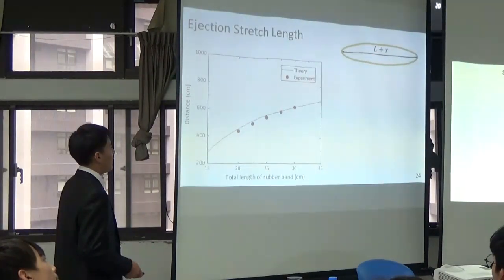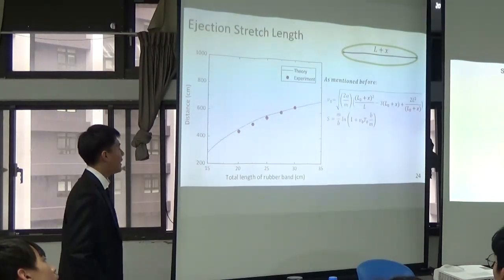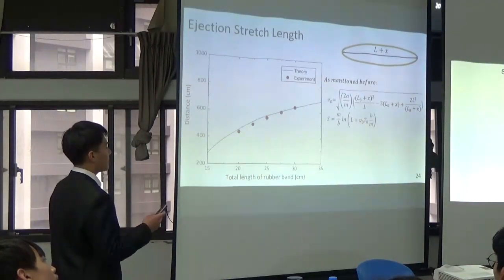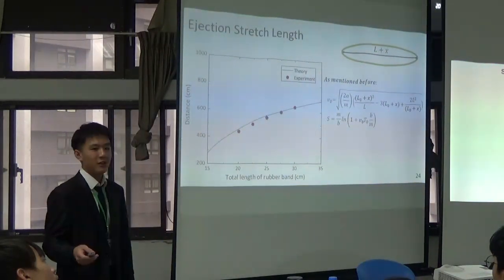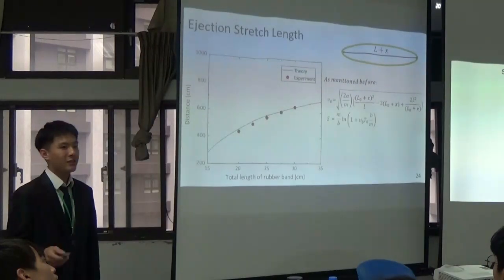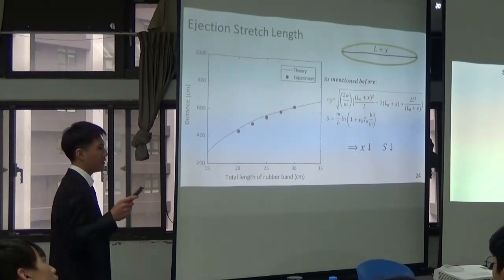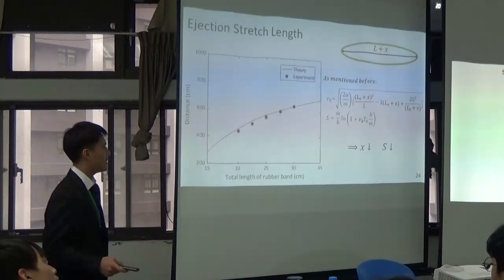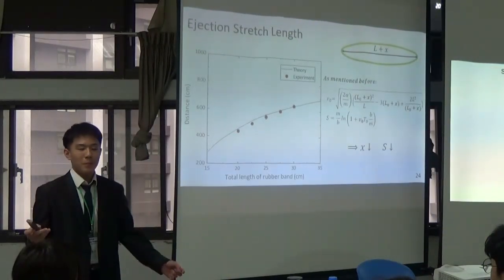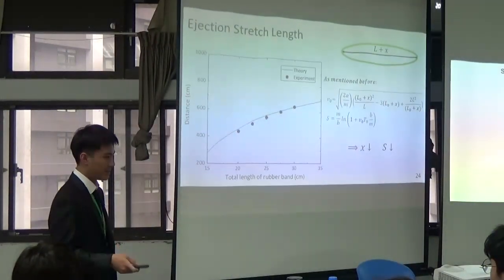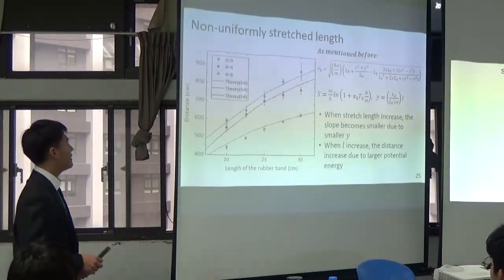So we vary the stretch length to do this experiment, and then as mentioned before, the velocity is dependent on the stretch of the rubber band. So the whole ejection stretch length will cause the distance to increase. So here, if the x decreases, then the distance won't be as much. And here is the non-uniformly stretched length.